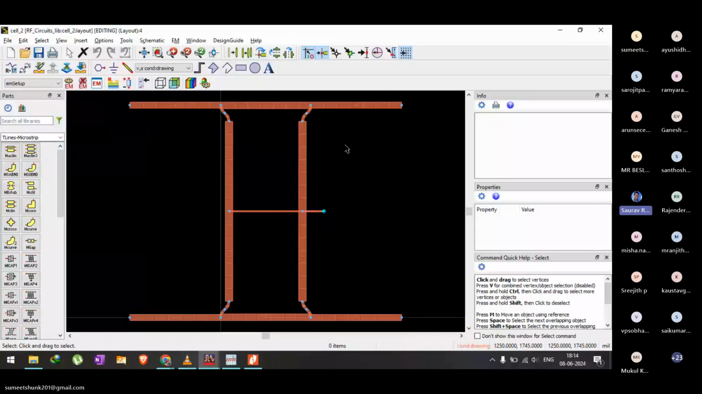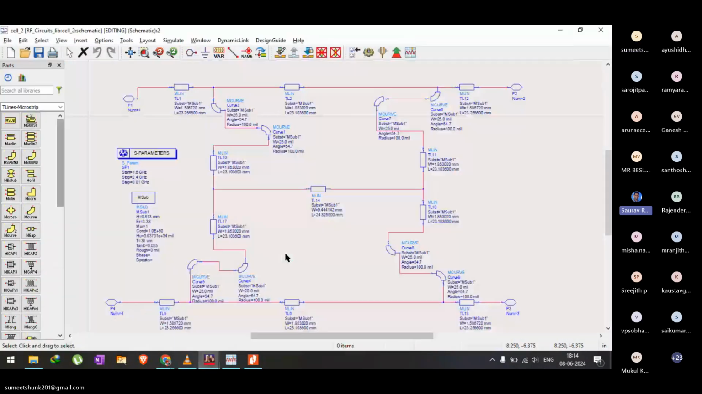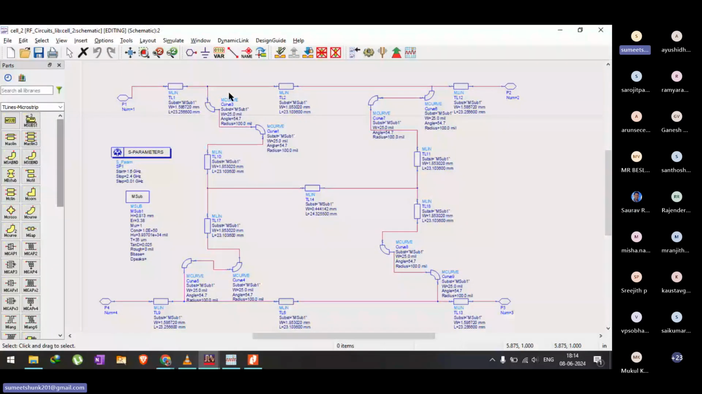See, that's why I guess you have used a junction or bend, something like that. What is this? So this width has to match, right? Yeah. These widths are being calculated from the line calculator based on whatever impedance is there at the input and output.